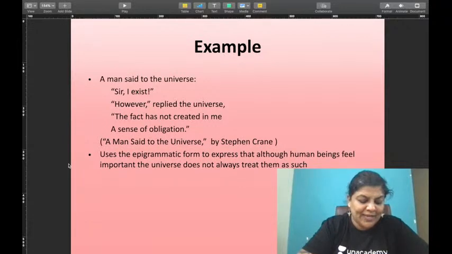Yes, Ruchi Kumari, child is the father of man. That is right. Child is the father of man. Oh, wonderful. Note down everything.